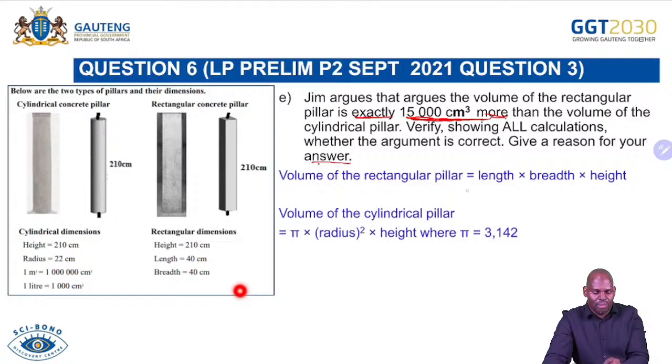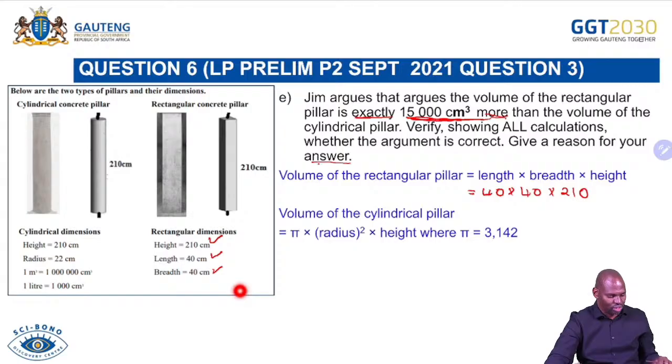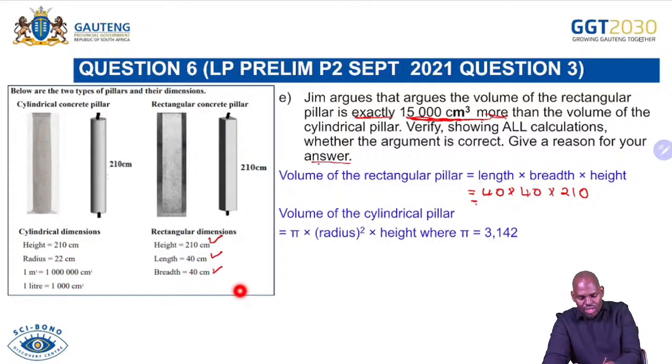Volume of the rectangular pillar is length times breadth times height. So the length is 40, the breadth is 40, and the height is 210. So we can just do the substitution: 40 times 40 times 210. Then I get 336,000, and it's cubic centimeters.